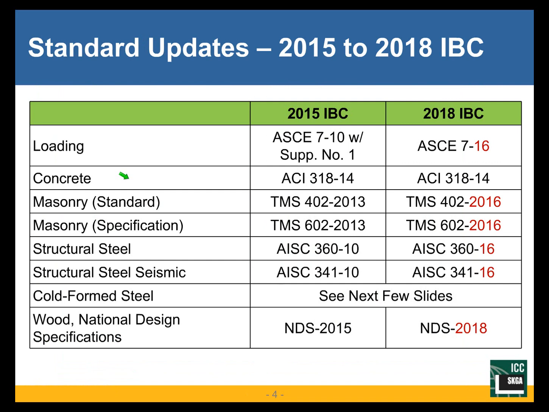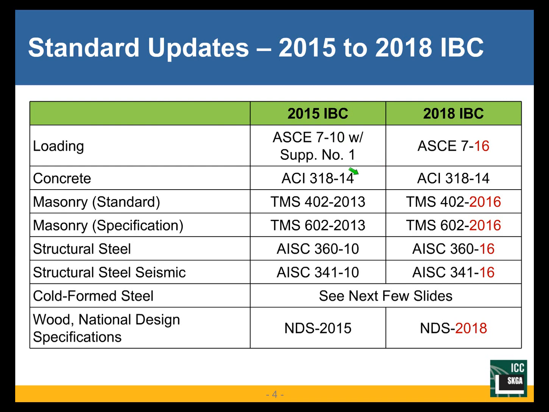Now, when a code edition changes, one of the most important things that happens is that the reference standards change. Most of them, many of them, depending upon which edition of the code we are talking about. So let us look at the changes in reference standards this time around as we go from 2015 to 2018 IBC. ASCE 7, as mentioned already, has changed from 7-10, including supplement number 1, to 7-16.